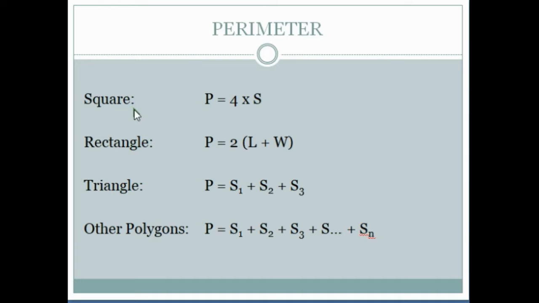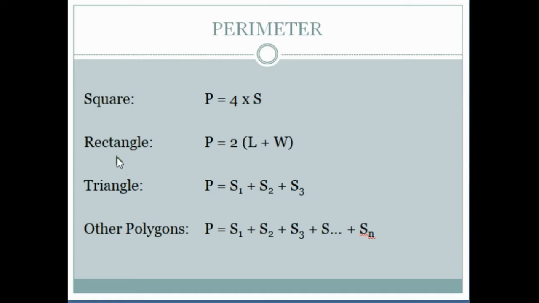So for square, we have P is equal to 4 times S. Ano nga ba tong formula na to? We all know that square has 4 equal sides, and yung 4 dito ay nagre-represents dun sa 4 equal sides na meron ng isang square, at yung S dito is yung measurement ng isang side ng ating square.